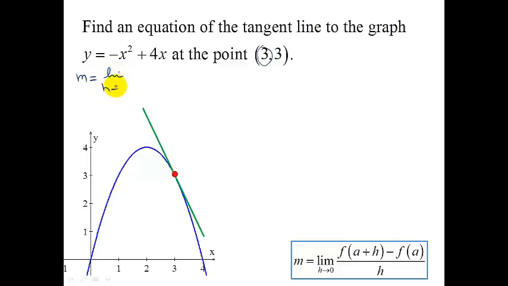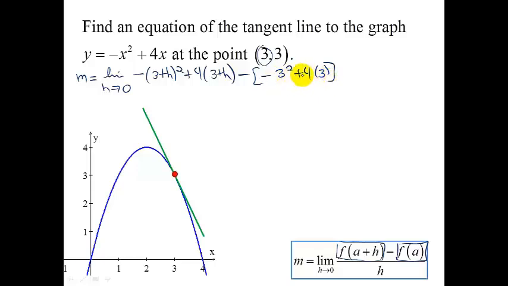So we have the limit as h approaches 0 of, we need the function at 3 plus h, so that would be negative (3 plus h) squared plus 4 times (3 plus h), minus the function at 3. So this would be minus, in brackets, negative 3 squared plus 4 times 3. And I put that in parentheses because we need to subtract that entire part. And then that's all over h.